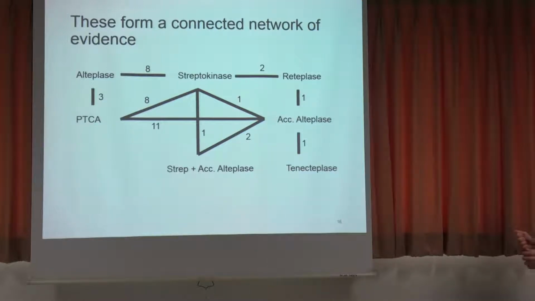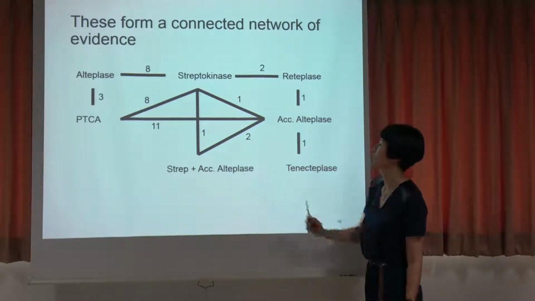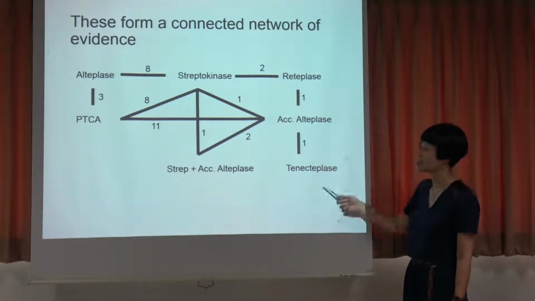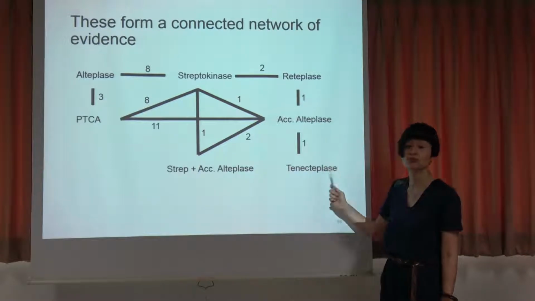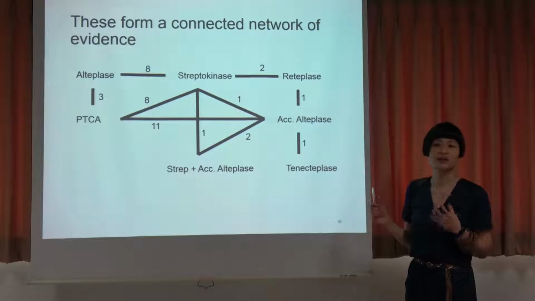What they've done is look at the totality of evidence, which is what we need to do in meta-analysis. If you think about the potential treatment options we talked about earlier, we've got reteplase, accelerated alteplase, tenecteplase, and so on. So these are the treatment options. And what we do is draw a network based on our evidence.